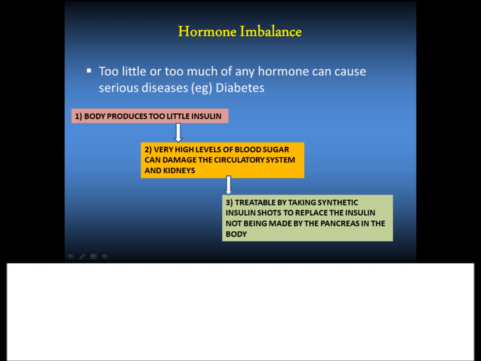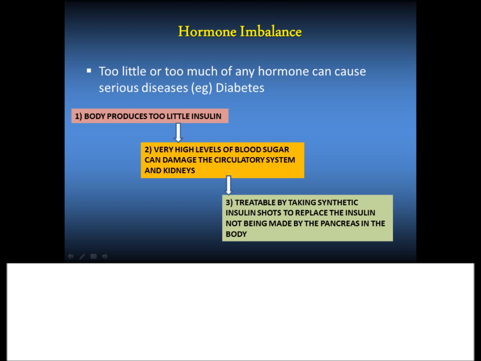So when the body produces too little insulin, what's going to happen is that you're not going to have a hormone present in the blood to promote the uptake and storage of glucose. So glucose levels in the blood are going to be very, very high. Now these high levels can ultimately damage the circulatory system and kidneys. So this is what is known as diabetes.